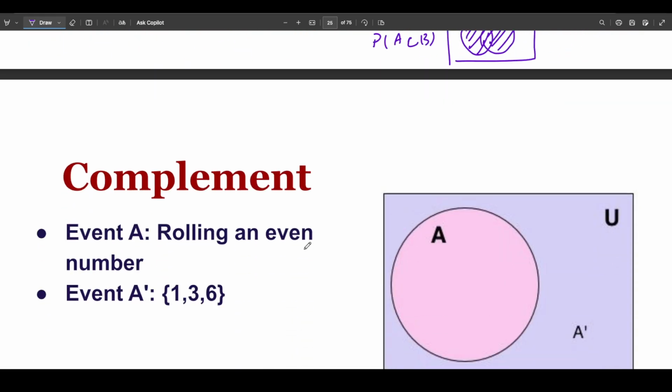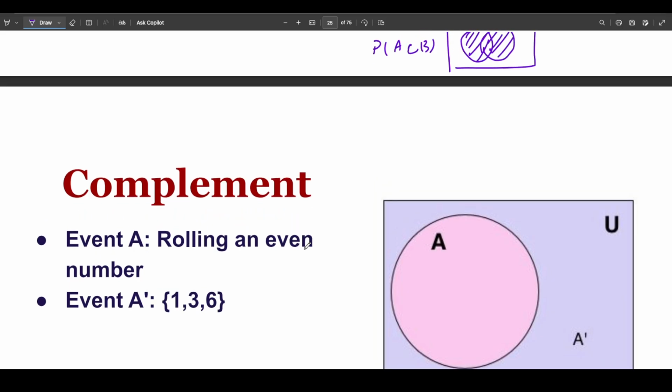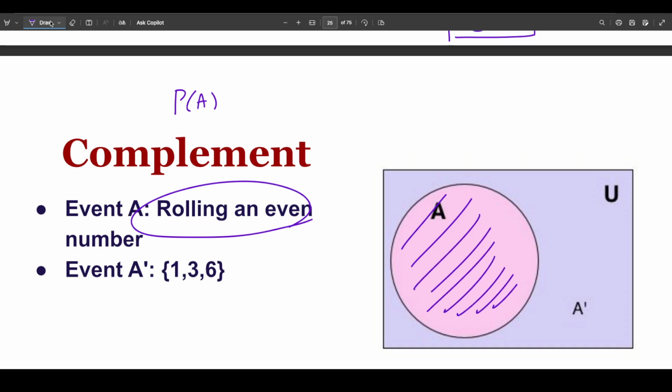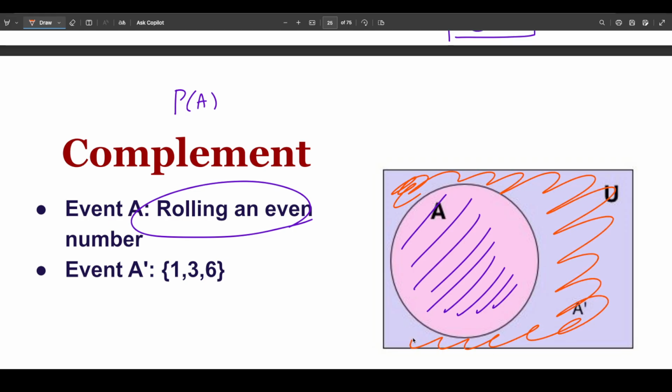Okay. Complement event. It's a very important formula. What is the complement event? For example, let's define event A as rolling an even number. The complement of A is going to be rolling a not even number, or in this case an odd number. So if this is A, this is going to be your B, whatever is not inside of A.